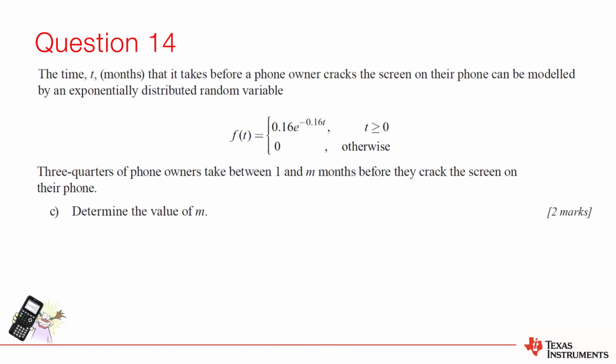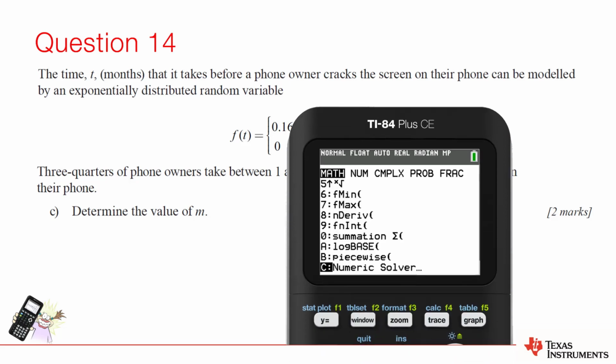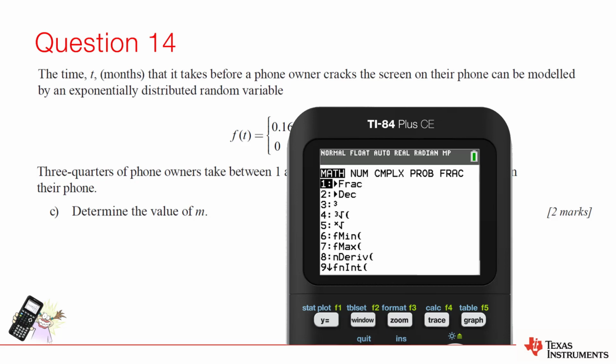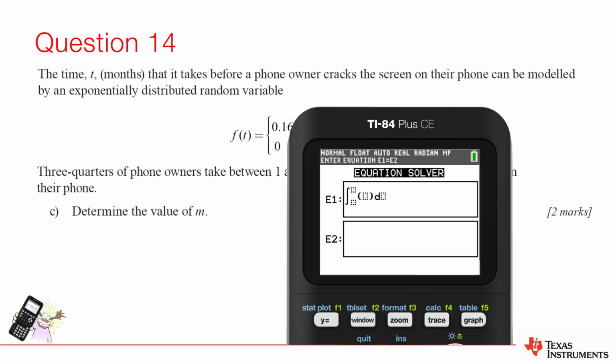Part C. In this question, we are given the probability as 0.75. We are trying to find the value of m such that there is a probability of 75% that the screen gets cracked between 1 and m months. Once again, I could use the expression obtained in Part A, or I could just use the numerical solve option and a definite integral.